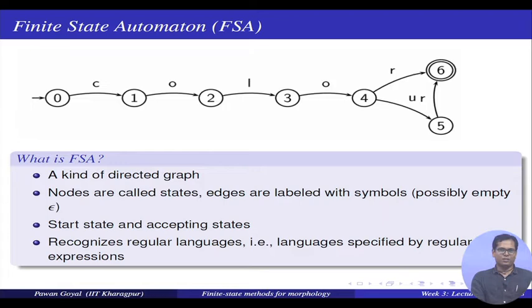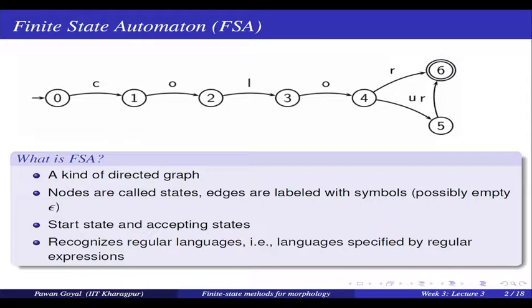If you give an input like COLOR to this automaton, what will happen? It will start with the start state. You take the first character C. From the start state on the input character C, you will go to state 1 in this graph. Now in state 1, you take an input O, the next in the input, and you move to state 2 and so on. As you end with the last character R, you end up in state 6. So given an input like COLOR, it is accepted by this automaton.